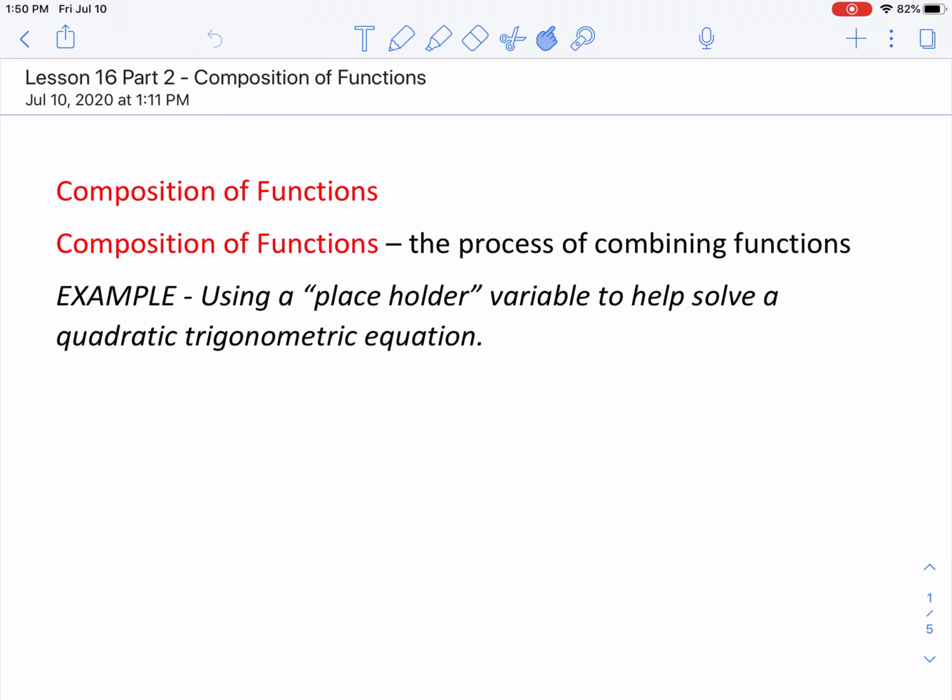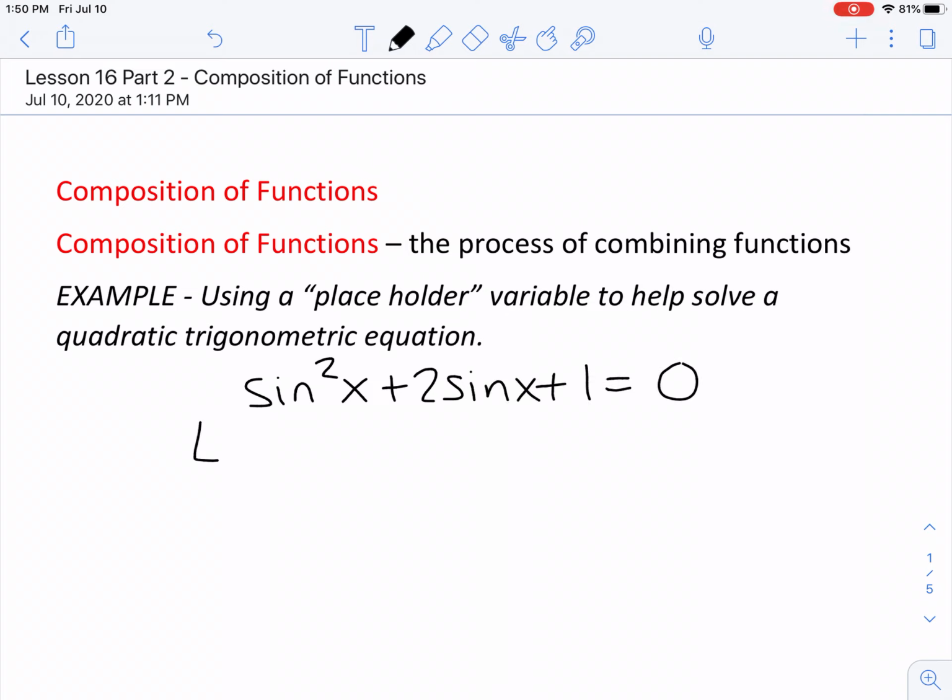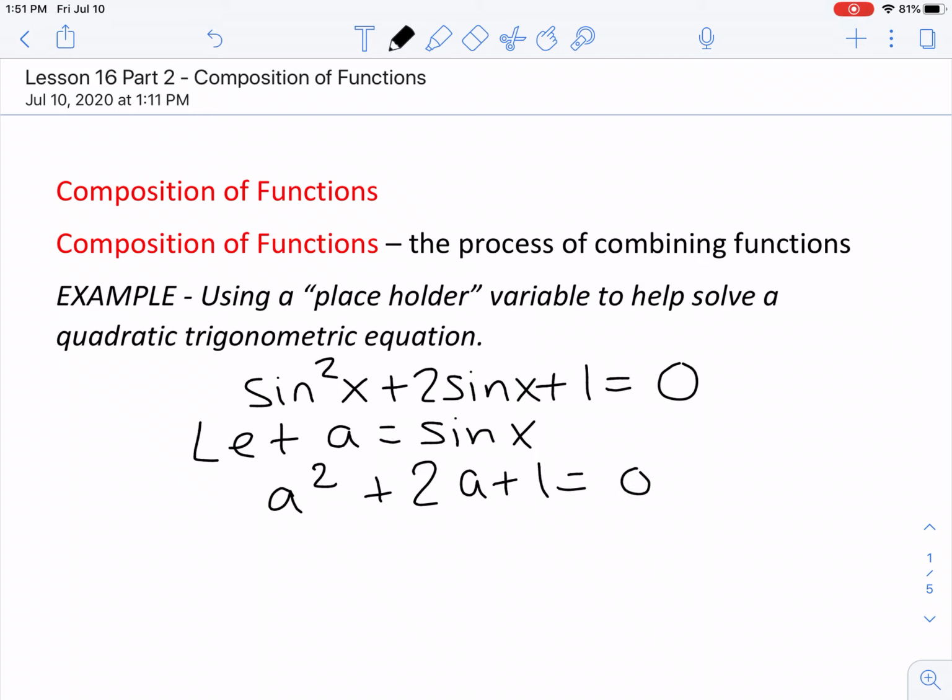So for example, in grade 11, you might have seen your teacher use a placeholder variable when you were trying to solve a quadratic trig equation. So for example, if you had a quadratic trig equation like sine squared x plus 2 sine x plus 1 equals 0, they might have said let a equals sine x and rewritten the equation as a squared plus 2a plus 1 equals 0. And that just helped the quadratic stand out so that you could then solve the quadratic and then put the placeholder back in.